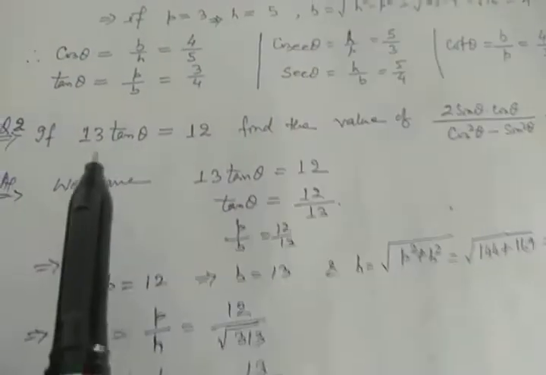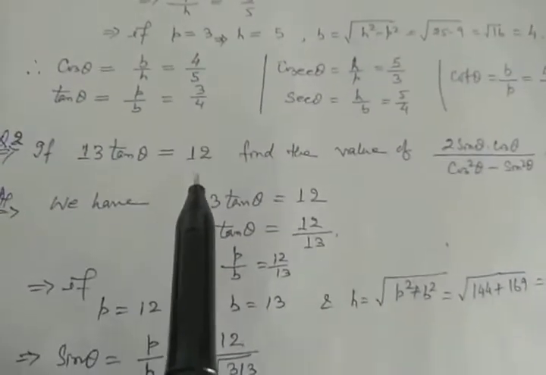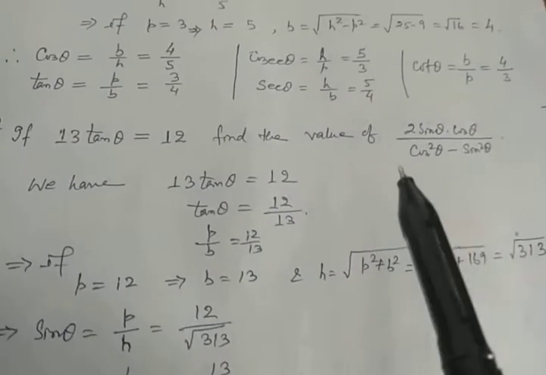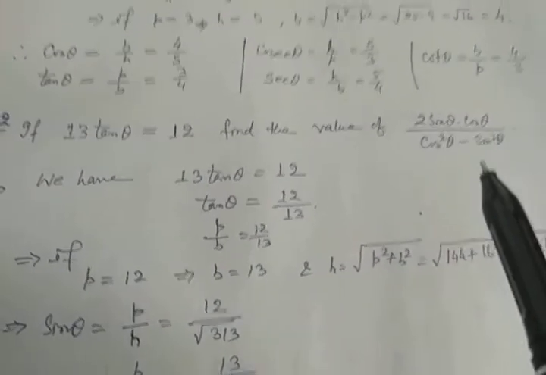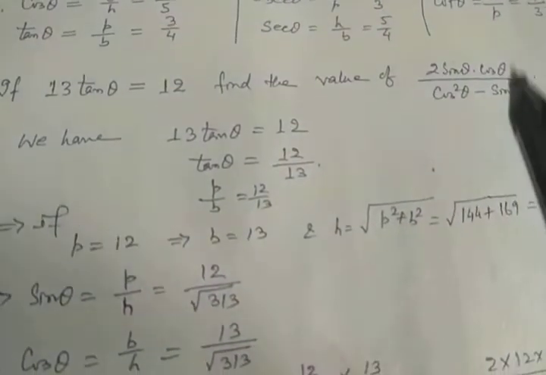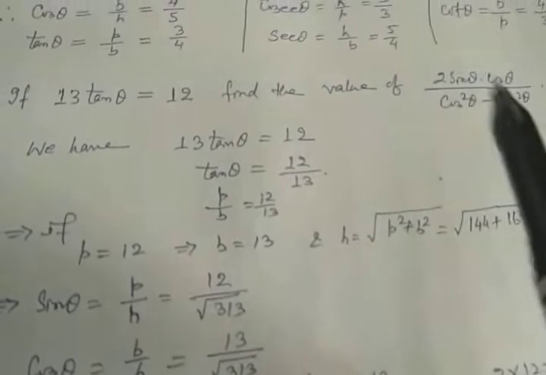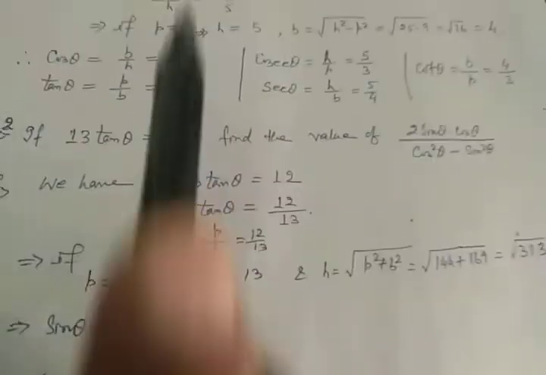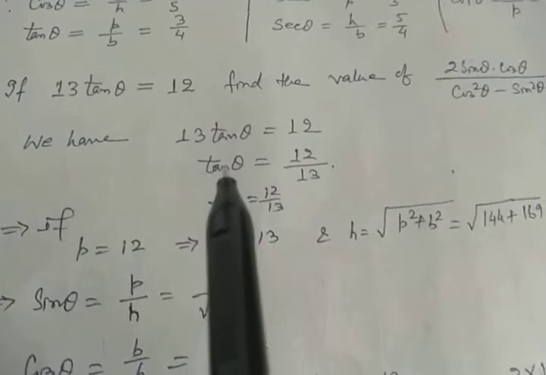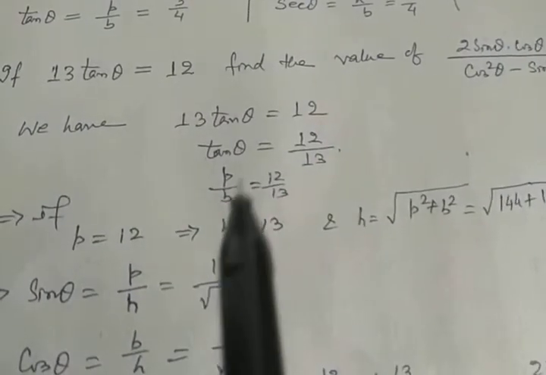The question says that if 13 tan theta is equal to 12, find the value of 2 sin theta cos theta by cos square theta minus sin square theta. So for this question, we require only sin theta and cos theta, not all the trigonometric ratios. So we will follow in the same way. 13 tan theta is 12, so tan theta will be 12 by 13, and tan theta is called P by B.